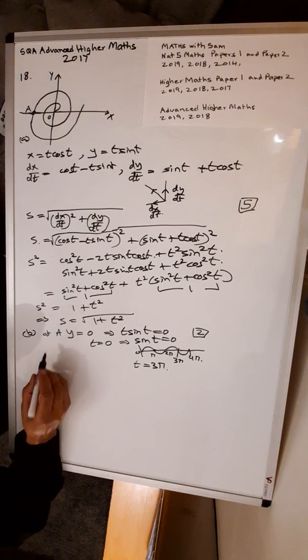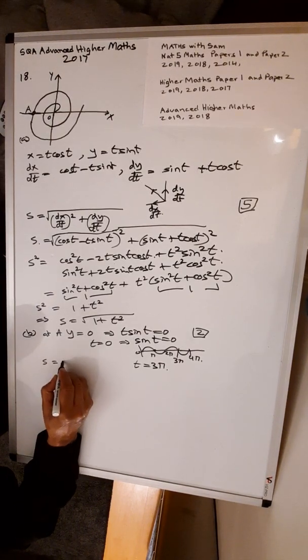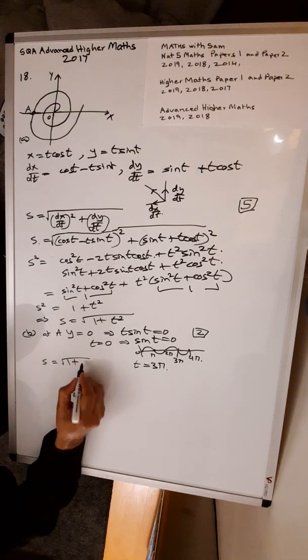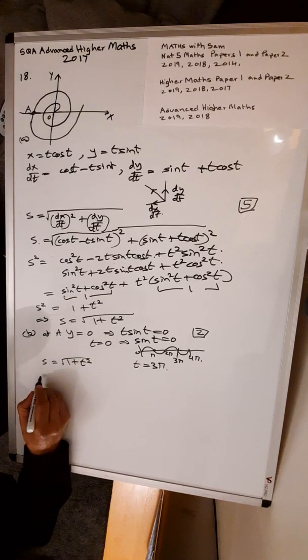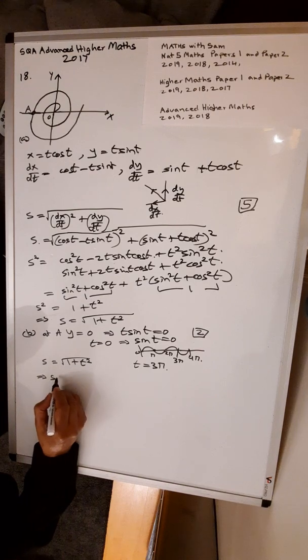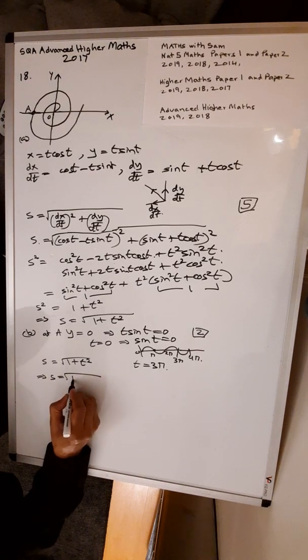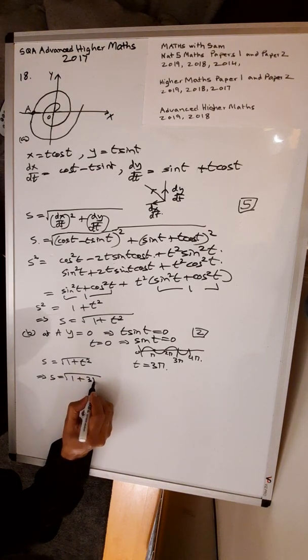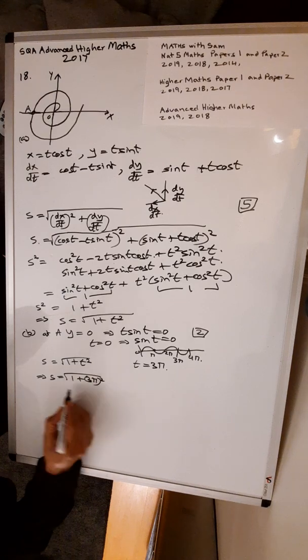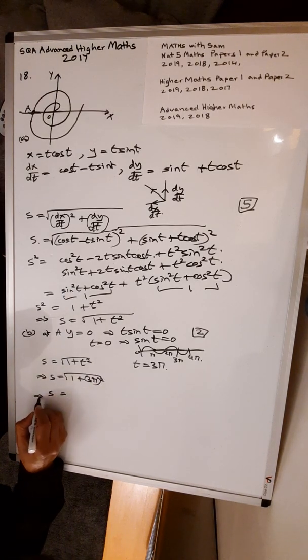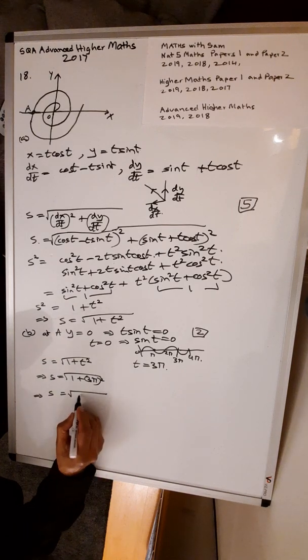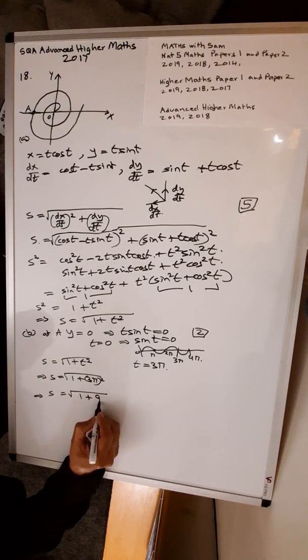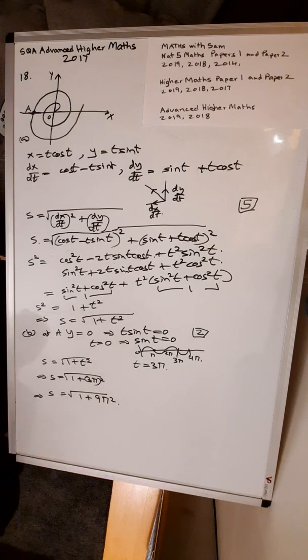You go back to your original equation from part A, s is equal to square root of 1 plus t squared, which means that the speed is square root of 1 plus 3 pi all squared, which means speed is square root of 1 plus 9 pi squared. That's your answer for 2 marks.